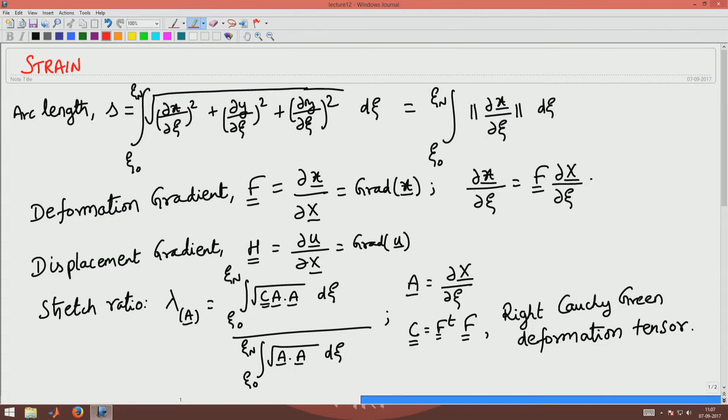If you remember, we defined stretch ratio as the length of the arc in the current configuration divided by length of the arc in the reference configuration. Okay. Here A was dx by d psi, and C was F transpose F and is called the right Cauchy-Green deformation tensor. This is where we stopped in the last class. Let us go further and see how we can simplify this.